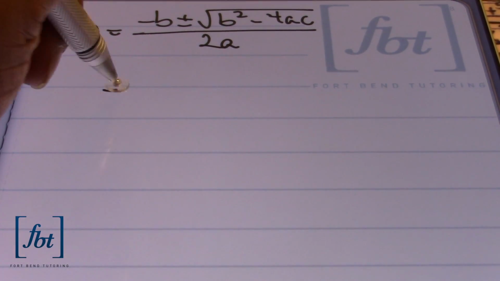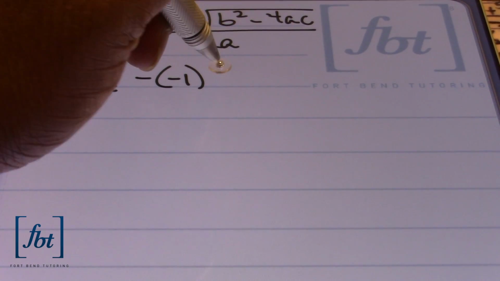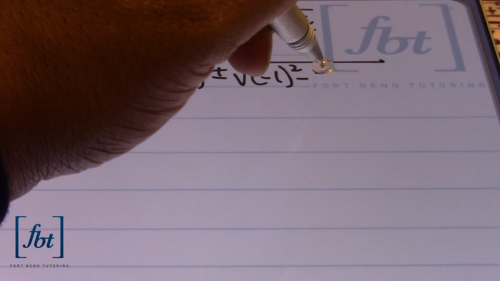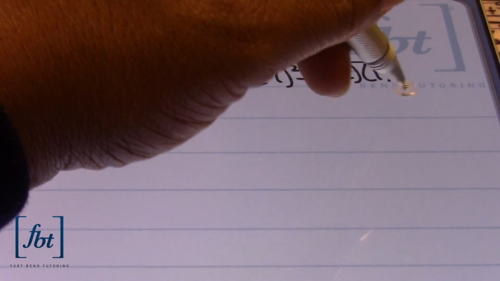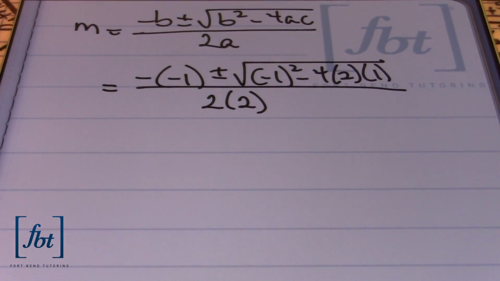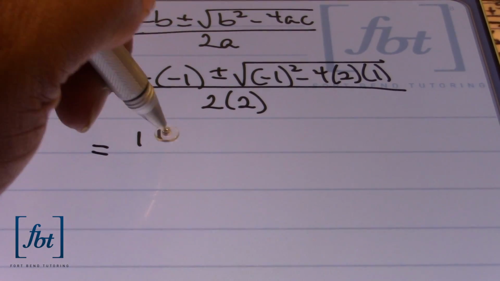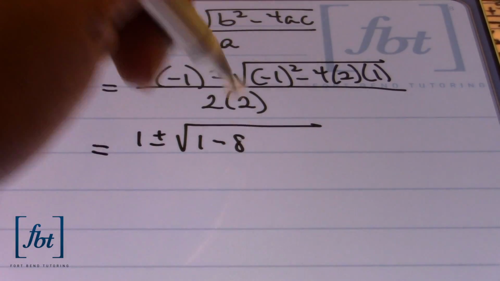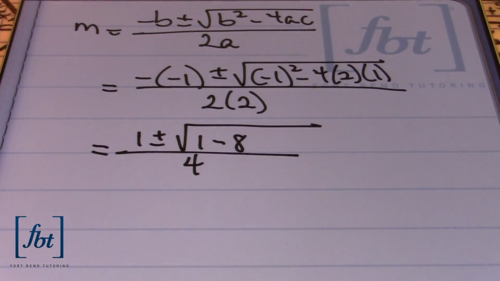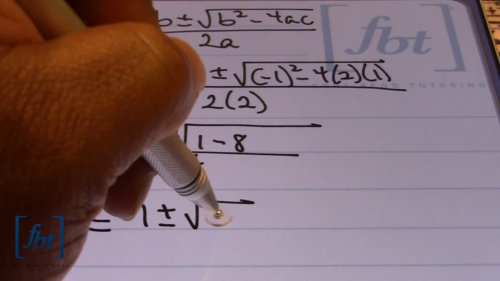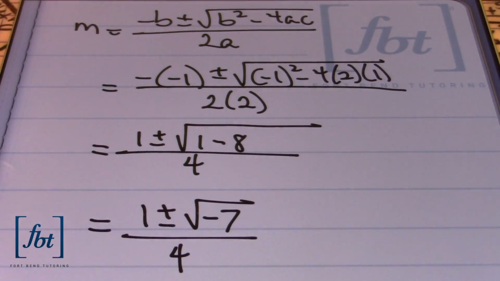So plugging in our values, we'll have the opposite of -1 plus or minus the square root of -1 squared minus 4 times 2 times 1, all over 2 times 2. From here, we'll simplify this. So we'll say that we have the opposite of -1, which is +1, plus or minus the square root of 1 minus 8, and this is all over 4. Simplifying our result, we'll have 1 plus or minus the square root of -7, divided by 4.